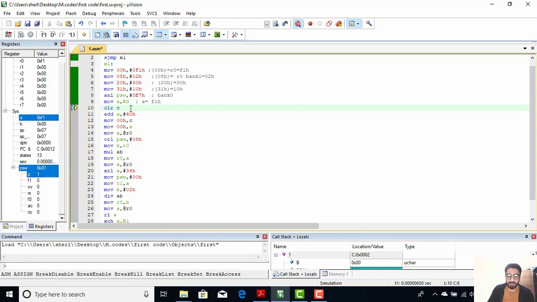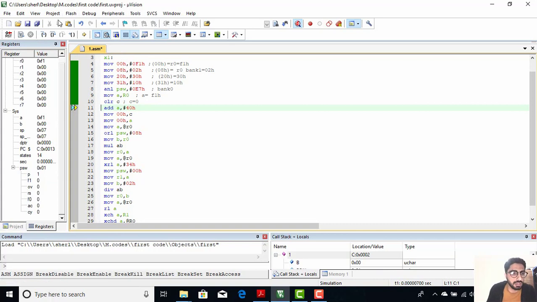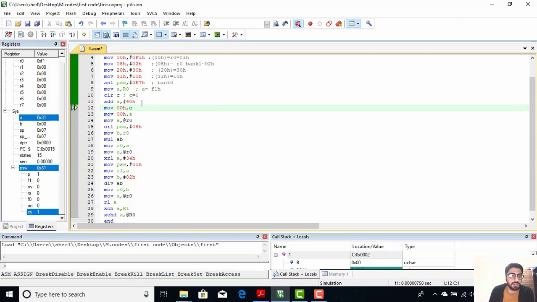Now in this line we are clearing the carry, which means it's 0, so it's already 0, as it was 0. In this line we are adding 40 data to the previous A, which was f1 hex. Let's see the results. It's 31 hex. That means A is 31 hex.